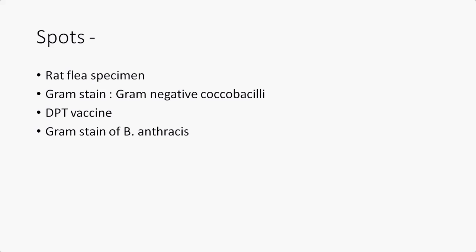So this is the end of today's practical numbers 16 and 18, the Bacillus and the gram-negative coccobacilli. This practical is more theoretical, but you can still have some spots, like the rat flea specimen we have. When you come back, we are going to show the rat flea specimen, then Gram staining of the gram-negative coccobacillary forms, and also Gram stain of Bacillus anthracis, which has a bamboo stick appearance. Then the DPT vaccine can be kept for your spots, and then again animals, the guinea pig and the albino mice. So this is all for today's topic.